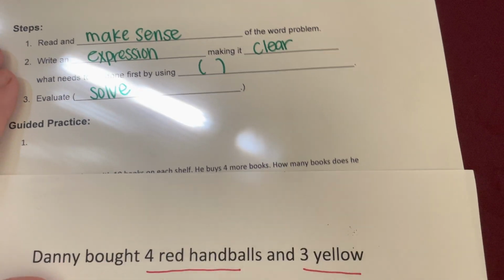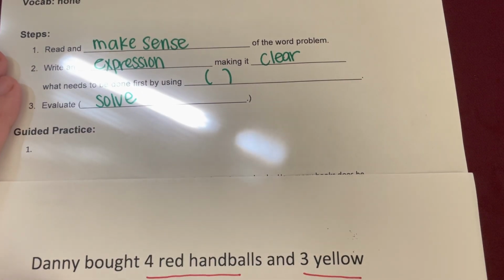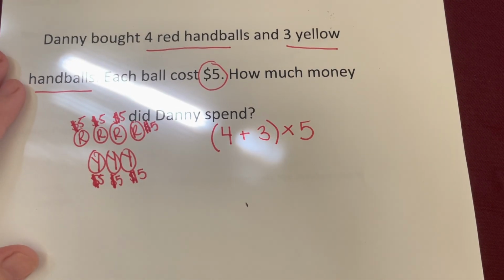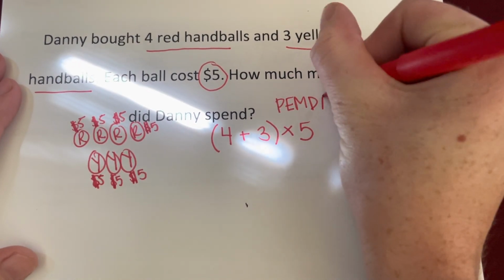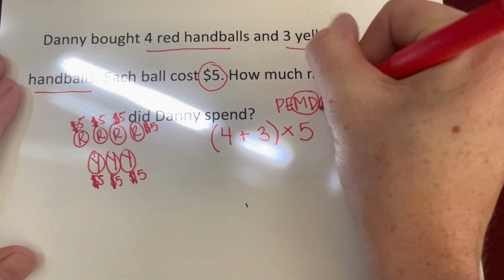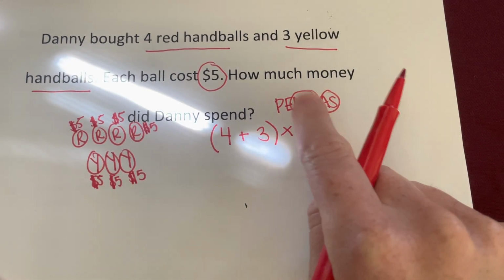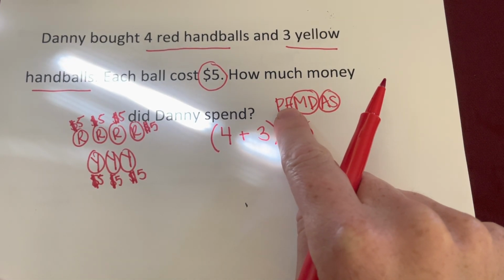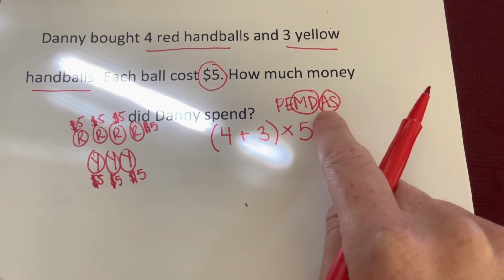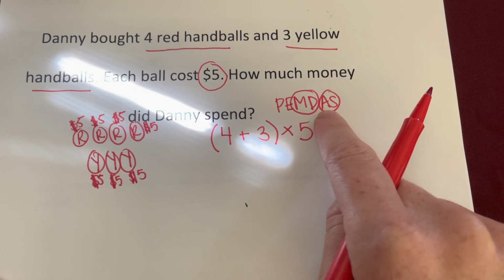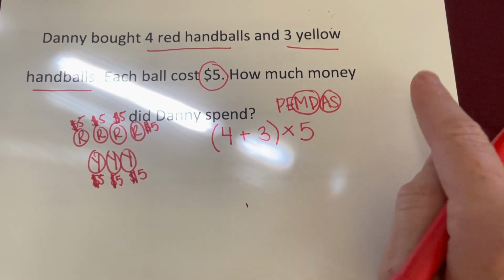And then my next step says evaluate or solve. So again, it's a PEMDAS problem, so I need to write PEMDAS on top. And again, M or D. So we do parentheses, then exponents. Then we do multiplication or division. Then we move on to addition or subtraction, left to right. That's why we circle those two.